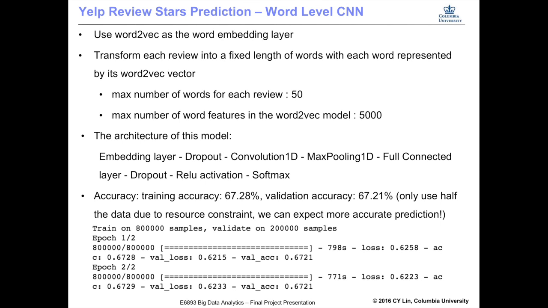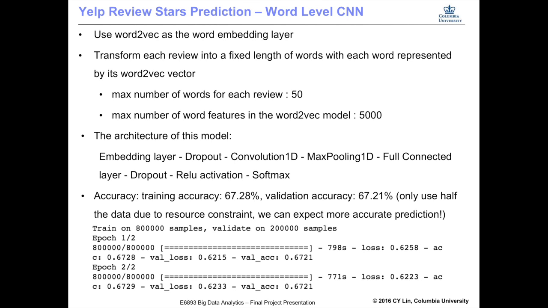Since neural networks are so hot these days, we considered giving the convolutional neural network a shot. We use word2vec and word embedding layers. We transferred each review into a fixed length of words, with each word represented by its word2vec vector. The parameters we use are the following. The maximum number of words for each review is 50, and the max number of word features in the word2vec model is 5,000.